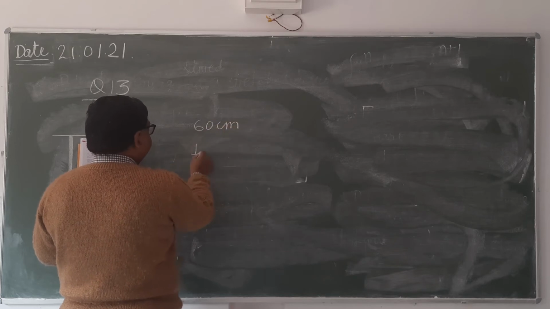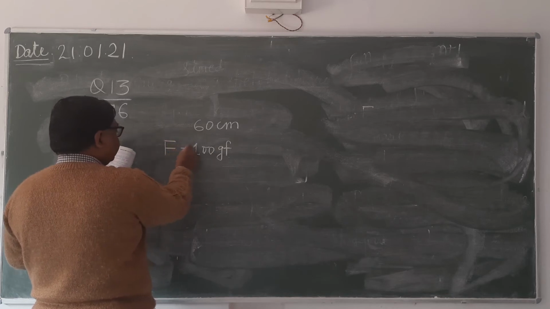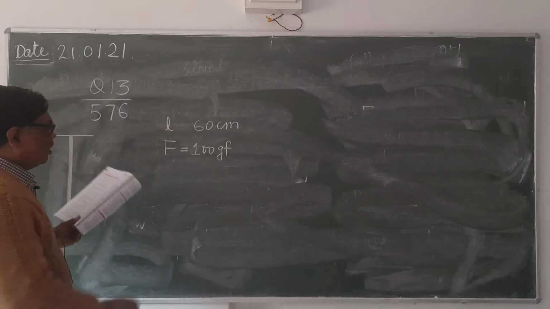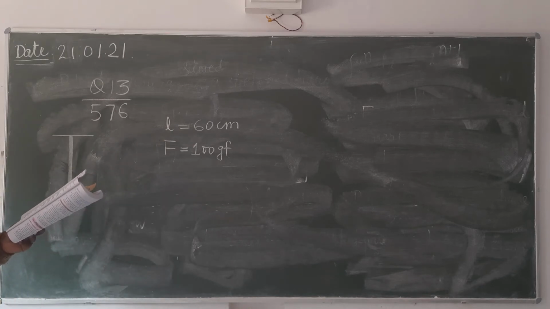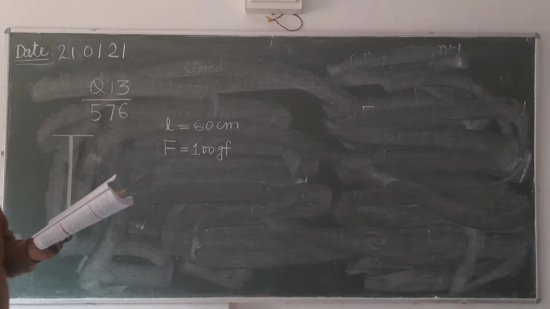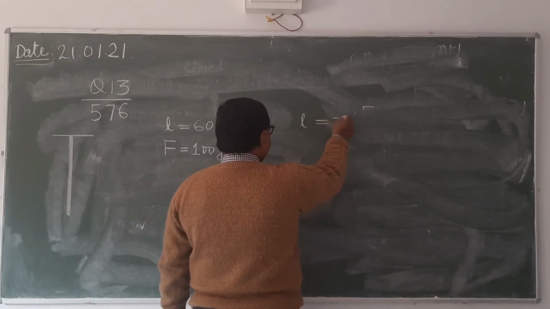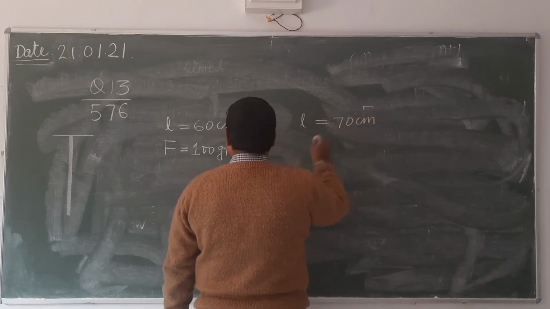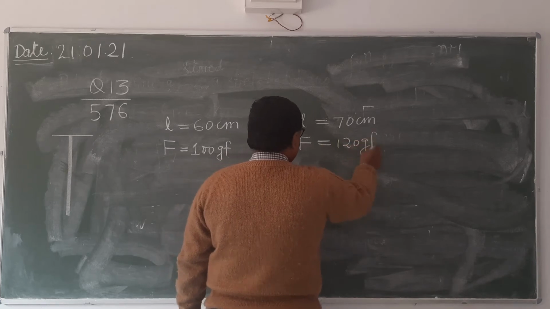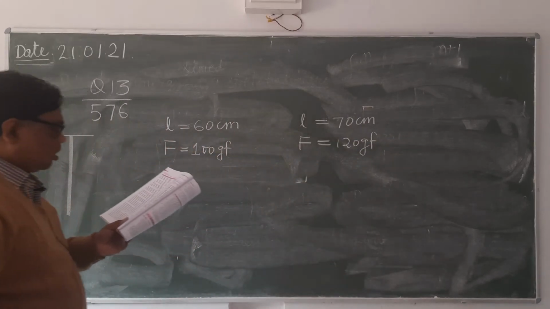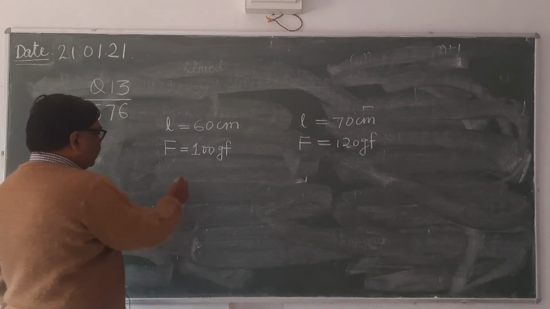What is 100 gram force? This is capital F. It's clear? Then it is said that it increases to 70 centimeter under a weight of 120 gram. Means its length is increasing 70 centimeter under a weight of 120 gram force. Find the initial length of the cord. Capital L you have to determine.